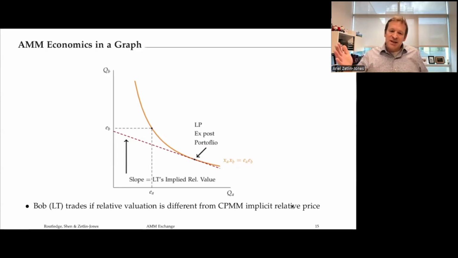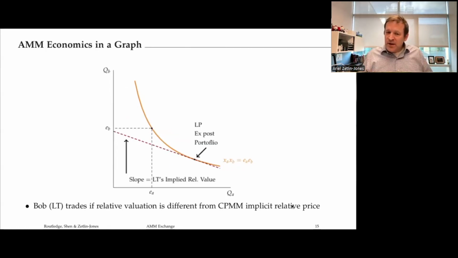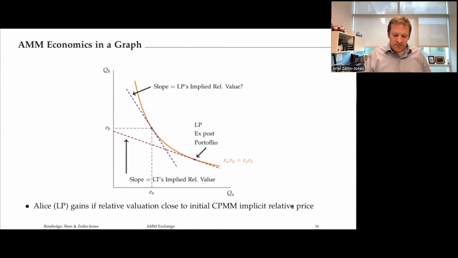And in this case, my trader, they just wake up and they say, relative to the current price in the pool, I have different beliefs. And if they have different beliefs, they will want to trade. That's all that's happening here. Now, the deeper question is, well, how does Alice, the market maker, feel about this trade ex post? Someone has come along and traded. Does this make them better off or worse off?